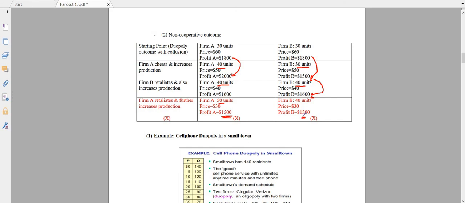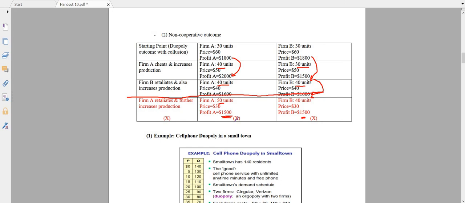There's a deliberate reason why I have highlighted the last row in red, and I've also added a cross sign here, implying that neither firm A nor firm B is going to do that. In other words, the game is going to stop at this point, where both A and B are producing 40 units. Both are earning a profit of 1,600. Neither of the two firms will have any incentive to increase their production further, because if they do that, they're going to do harm to themselves.